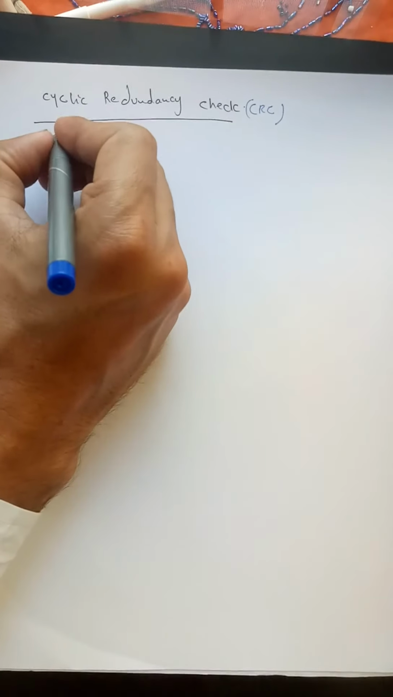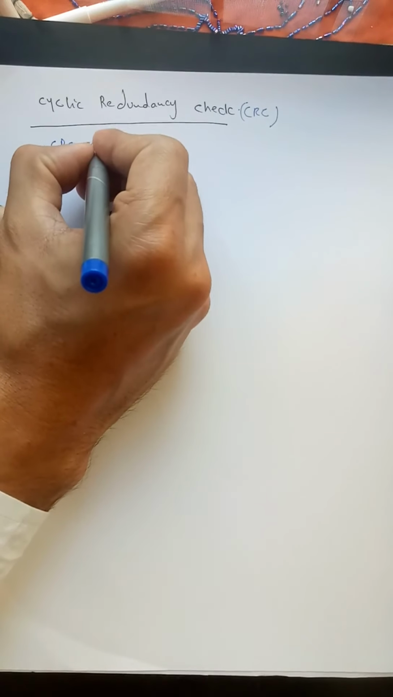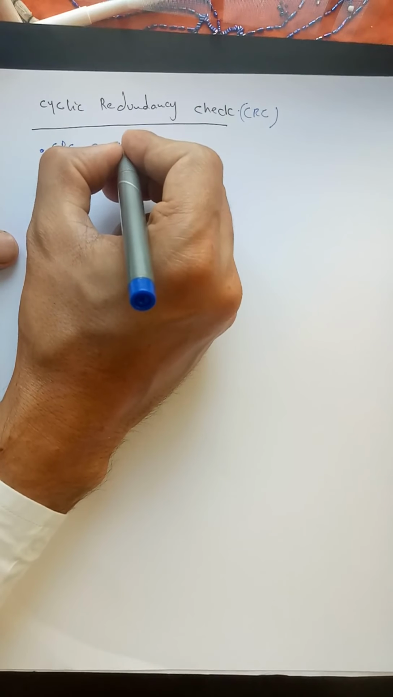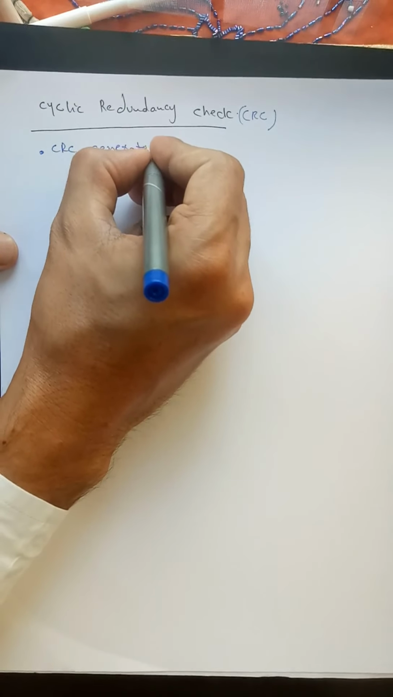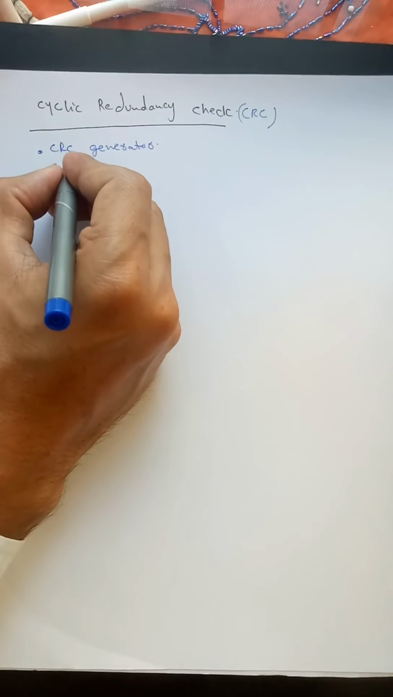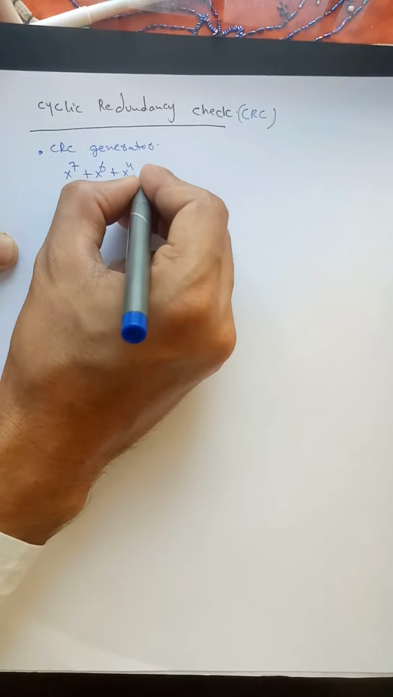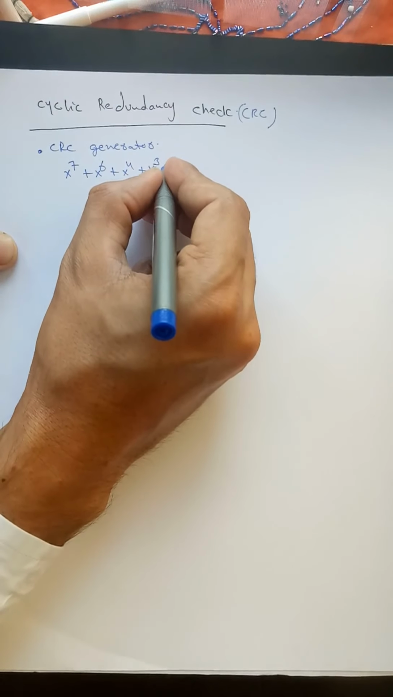CRC generator is basically an algebraic polynomial represented as a bit pattern. So the bit pattern is obtained from the CRC generator using the following rule. For example, if you are generating CRC and the generator is given in the form of a polynomial, how can you obtain the bit sequence?